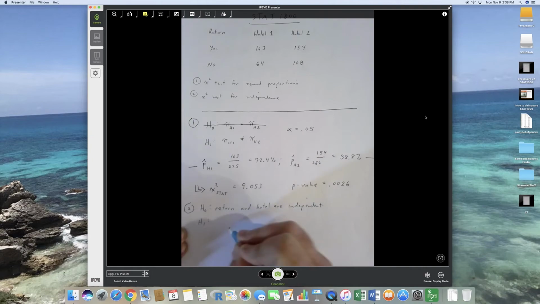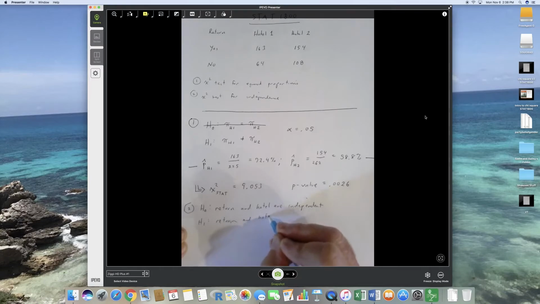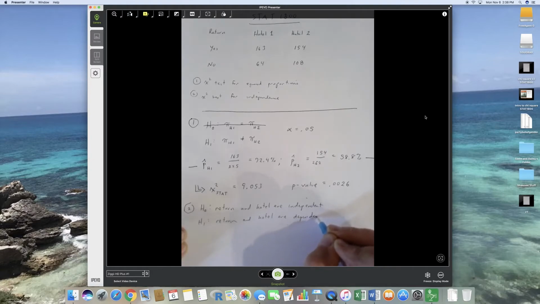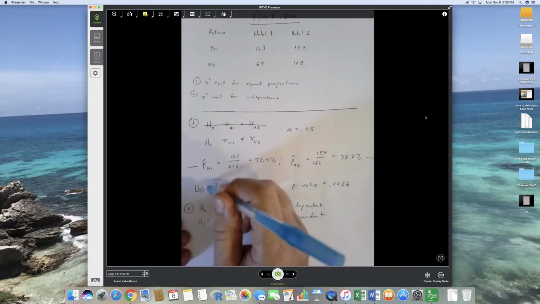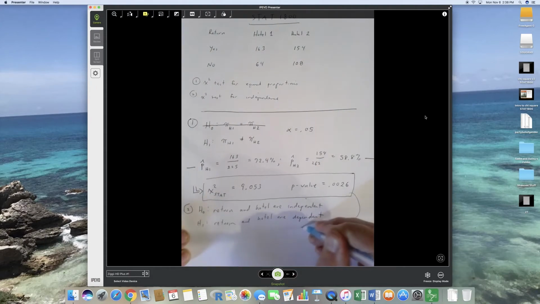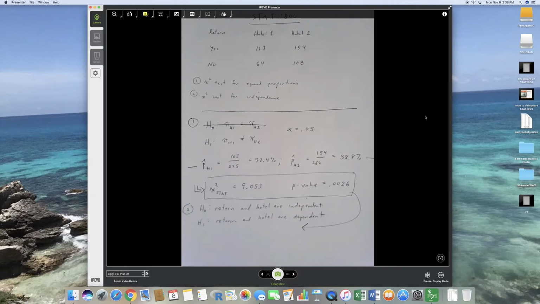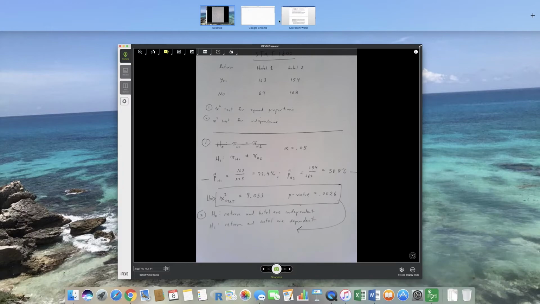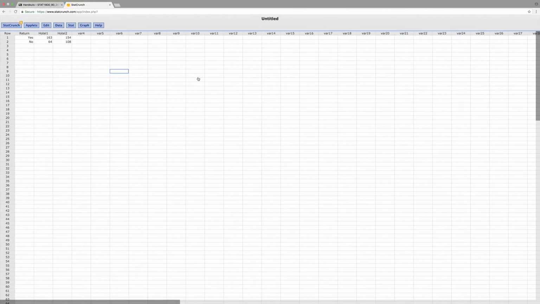and the H sub A would be that return and hotel are dependent or not independent. Now, so what happens? Difference? Nothing. These same numbers are calculated right here. Now, one thing I want you to keep in mind is to get the chi-square statistic of 9.053.